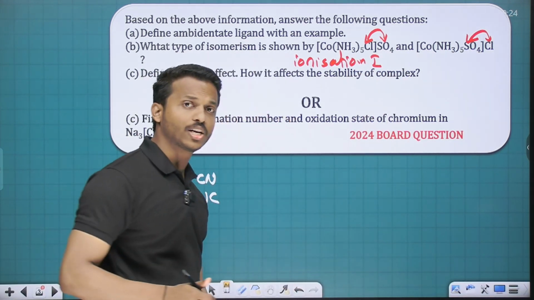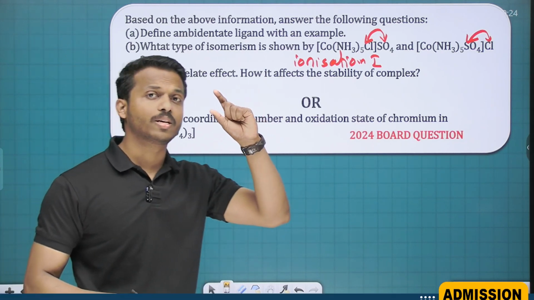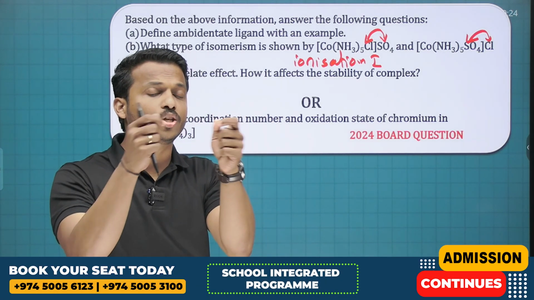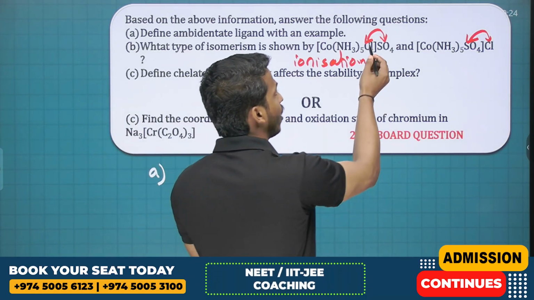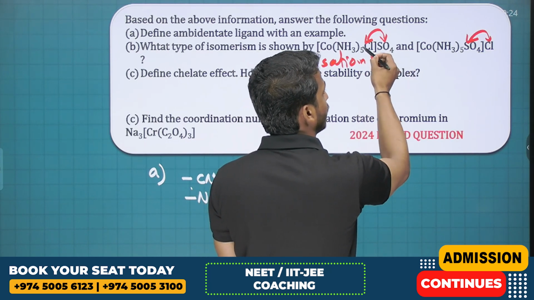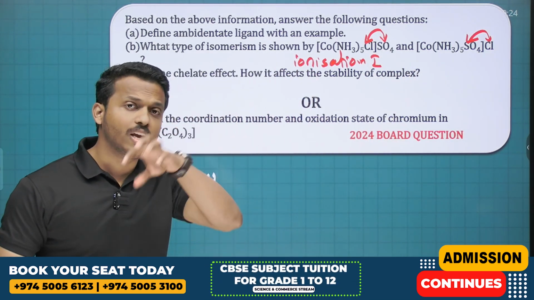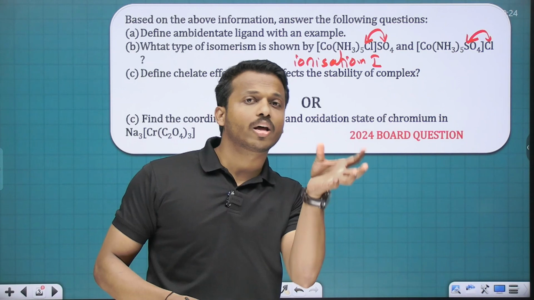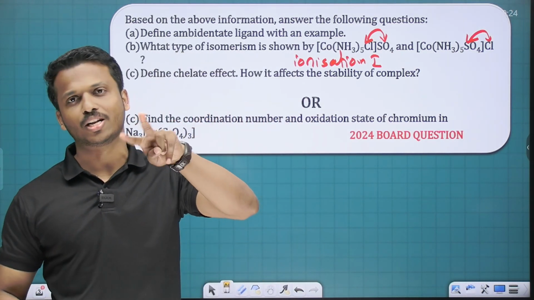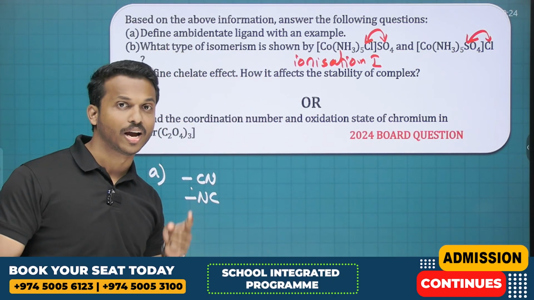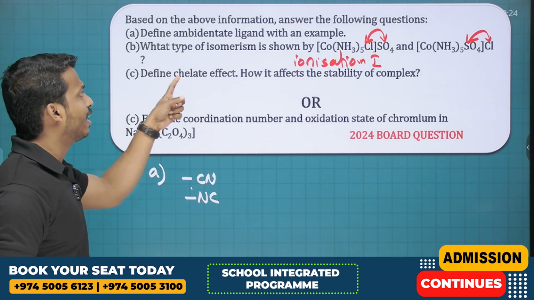So what is meant by ionization isomerism? This isomerism happens due to the interchange of the groups or ions from inside the sphere and the ion which is present outside. Basically, a weak ligand from inside and the counter ion get interchanged, and that is called ionization isomerism.